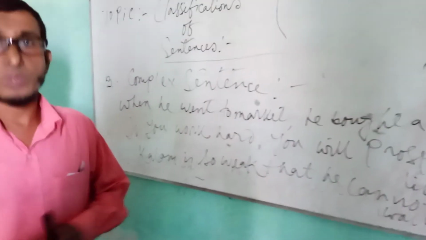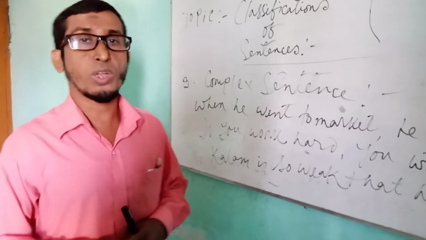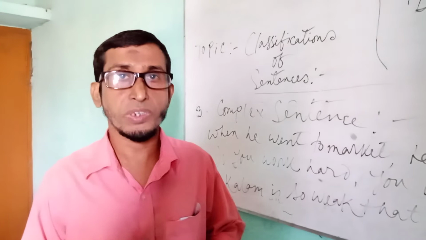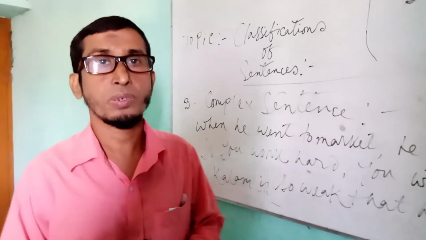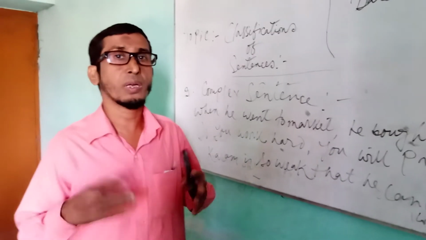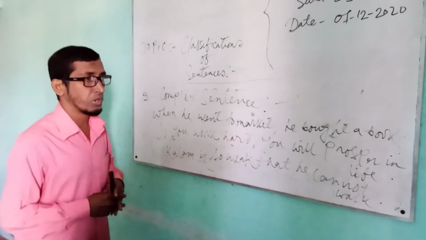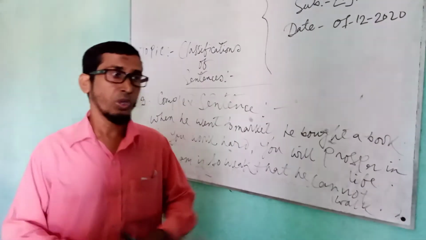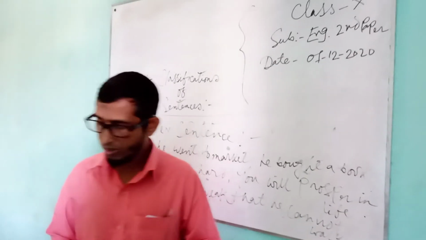I am telling more examples. Although he is rich, he is miser. Since Kalam is ill, he cannot work in the field. If you do not work hard, you will not get money. So these are the instances of complex sentence.